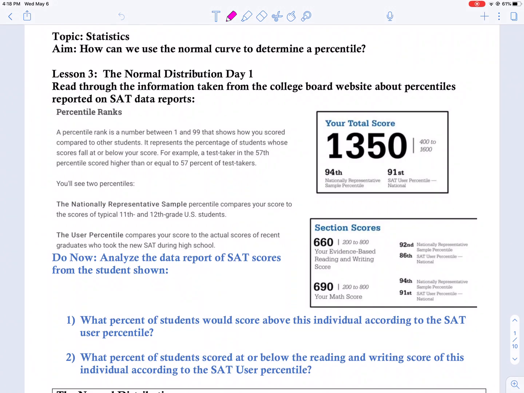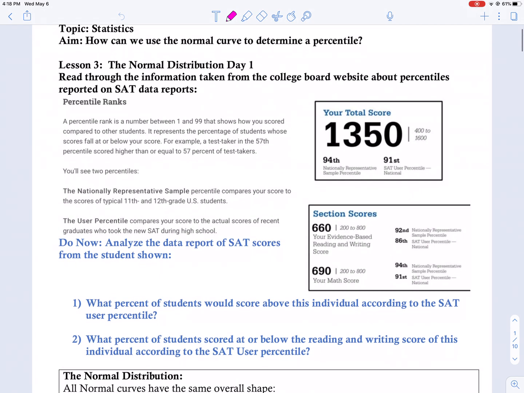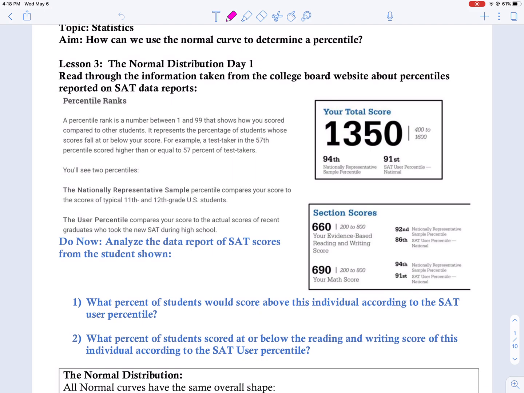Okay, today's lesson, lesson number 3, is all about normal distribution. So we're going to talk about the normal curve and different percentiles. I don't know if you want to read through the do now. You guys can pause me and look through it and answer those couple of questions. It's kind of nice because it's about SATs and how they show your score and stuff.